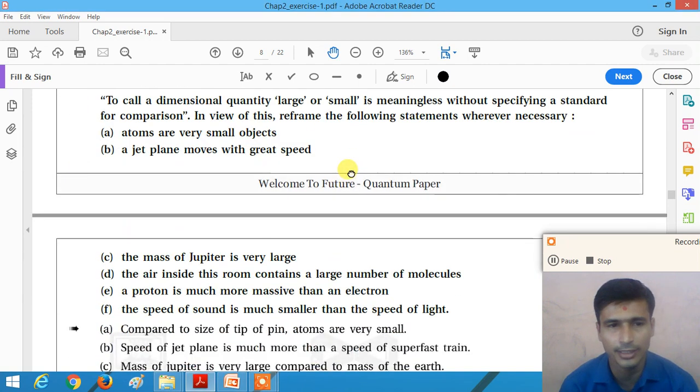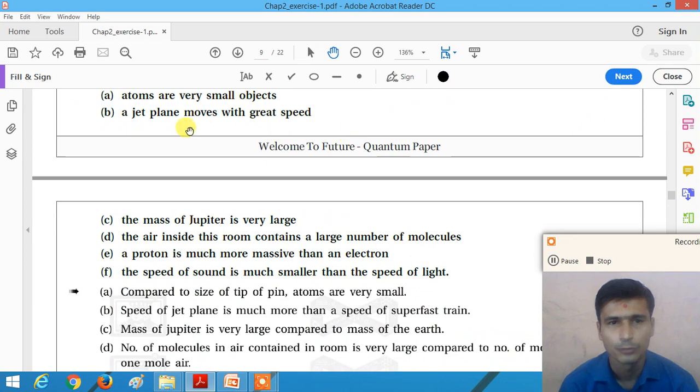First statement is: atom is a very small object, right? Atom is a very small object, but this is so only if we compare with some other object. If we compare an atom with the other object, the atom is a very small object. So we correct this statement: compared to the size of the other object, the atoms are very small, right?